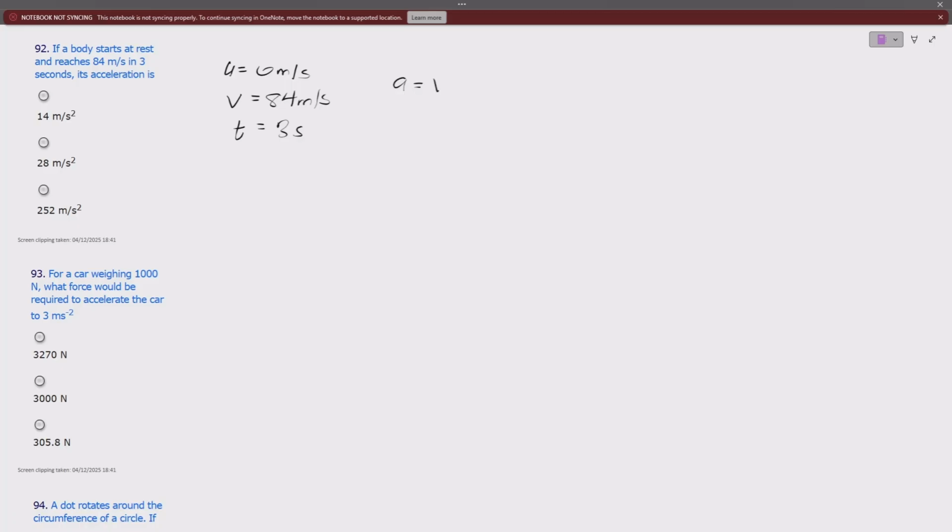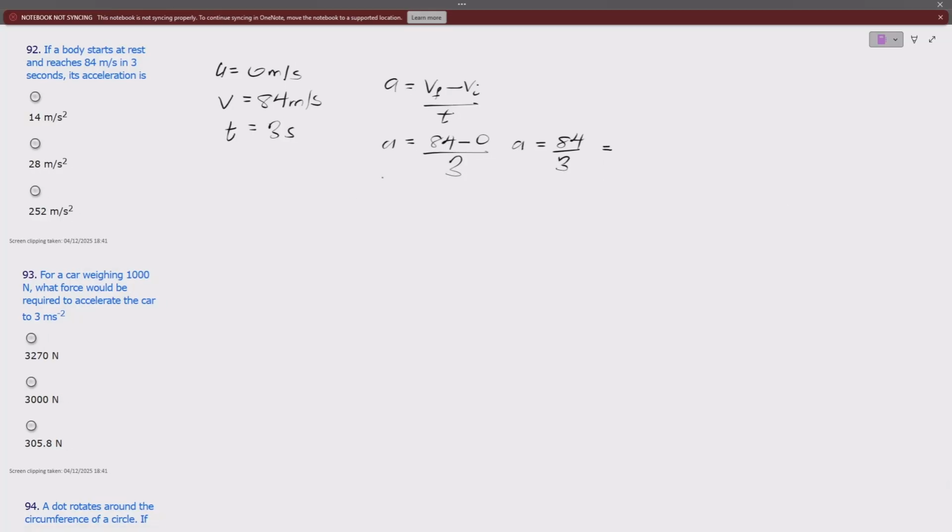Acceleration is called change in velocity over time. Acceleration equals 84 minus 0 divided by 3. Acceleration equals 84 divided by 3, which is going to give you 28 meters per second squared.